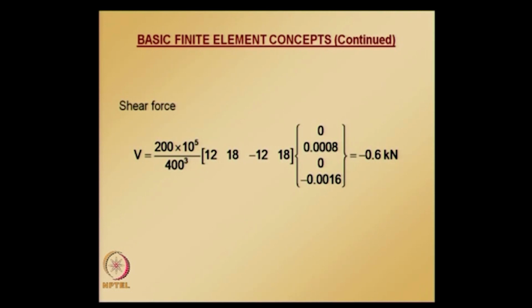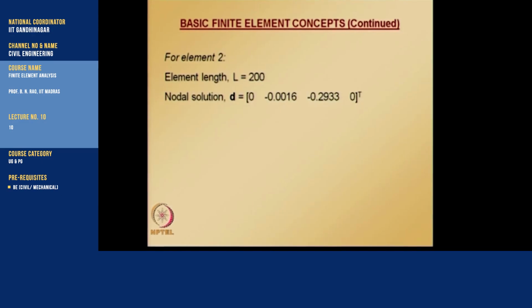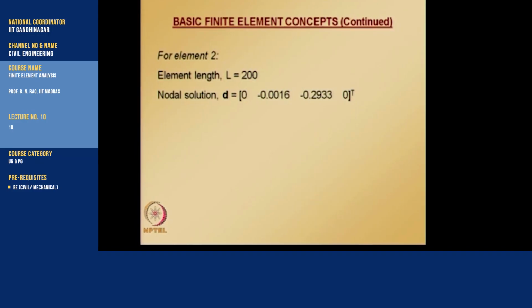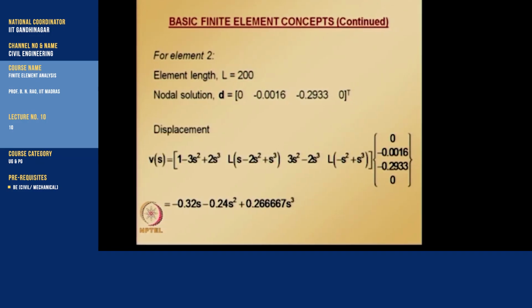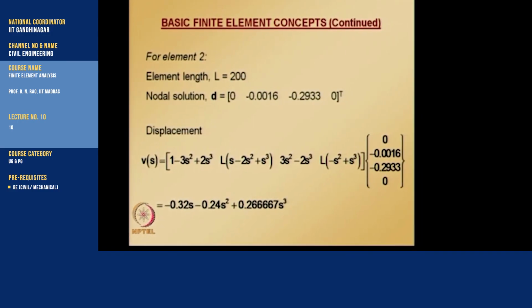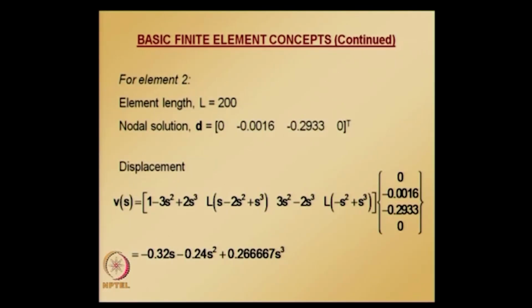Similarly, we can repeat the process for element 2. The element 2 length and the nodal solution, that is V2, theta 2, V3, theta 3, are given here, and using this, displacement at any point along the length of the second element can be obtained by substituting these values. This equation gives you the transverse displacement at any point along the length of element 2.